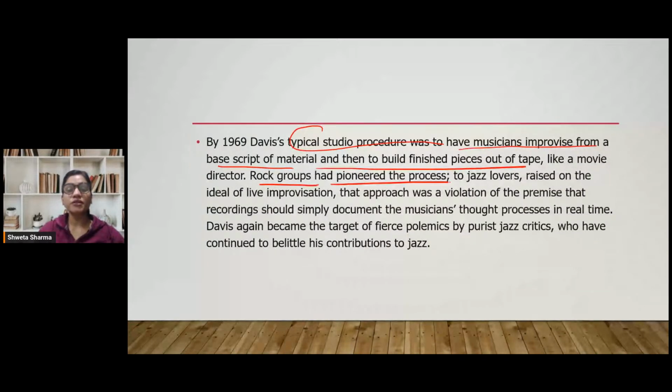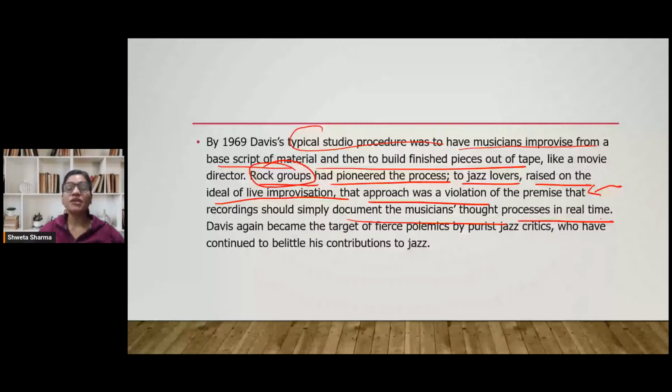Rock groups had actually moved upon the process, but to jazz lovers raised on the ideal of live improvisation, that approach was a violation of the premise that recordings should simply document the musician. Recordings should simply document the musician's thought process in real time.